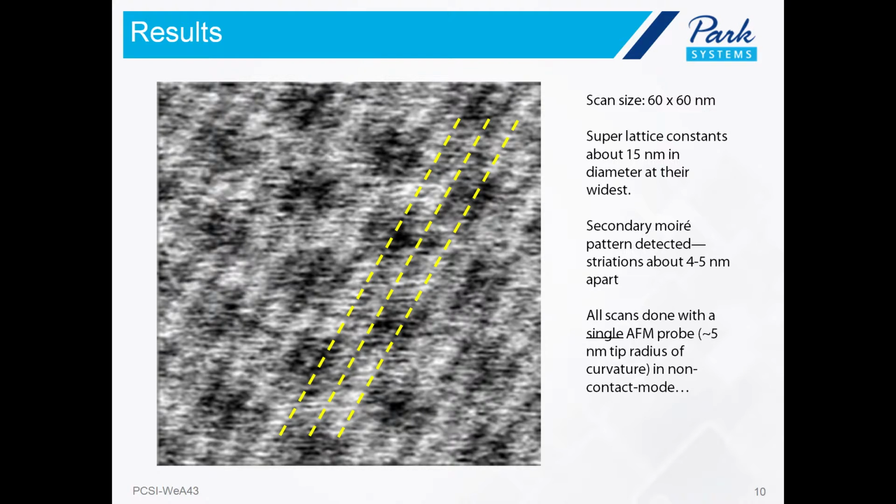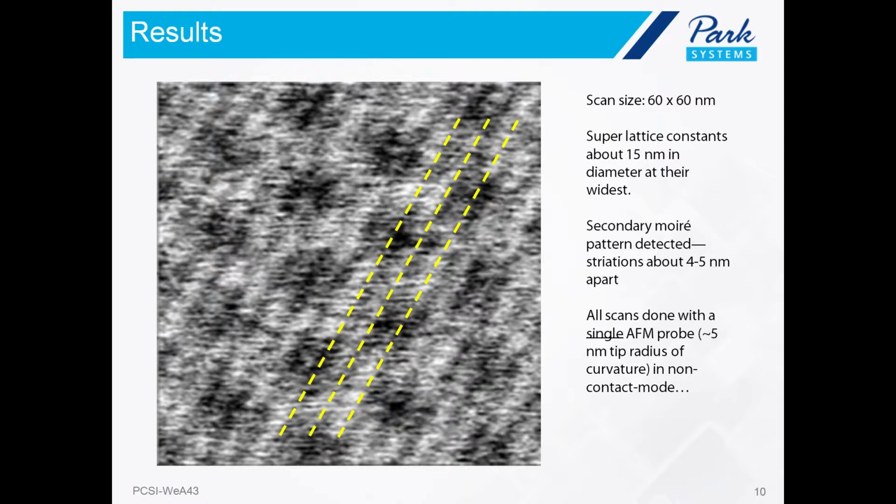But this just goes to show that there is still space for scanning probe microscopy to work for characterizing features at this small of a scale. Really, the only thing that we're limited by, interestingly enough, is going to be the geometry of the probe. So again, all of these scans that you've seen in this series, all 4 of them, they were done with one single AFM probe, all in non-contact mode.